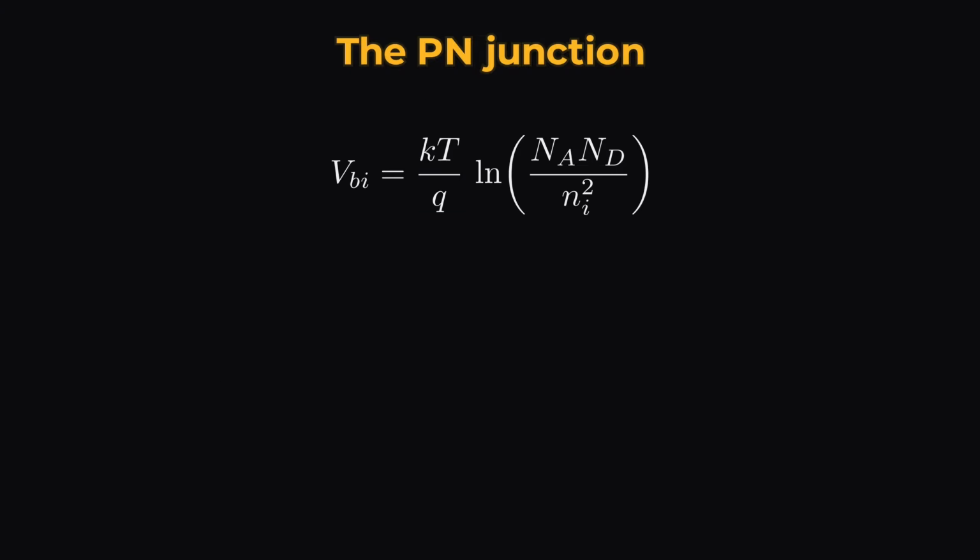This equation gives the built-in potential, VBI. It depends on the two doping densities and on Ni squared. The term kT over Q is the thermal voltage, written VT. At 300 Kelvin, the thermal voltage is about 25.85 millivolts. It sets the natural voltage scale for everything inside the junction. For typical silicon doping, the built-in potential is about 0.6 to 0.9 volts.